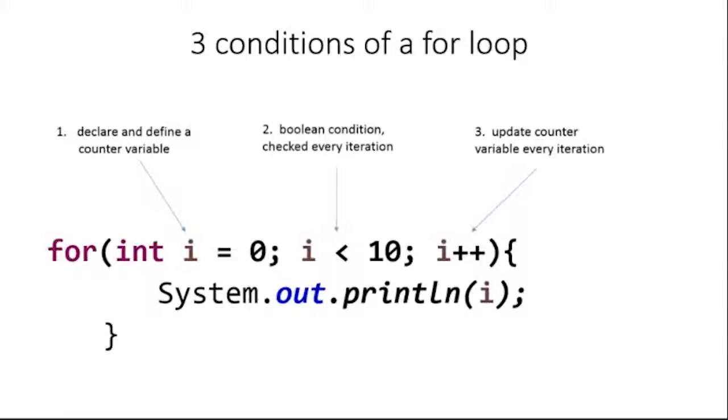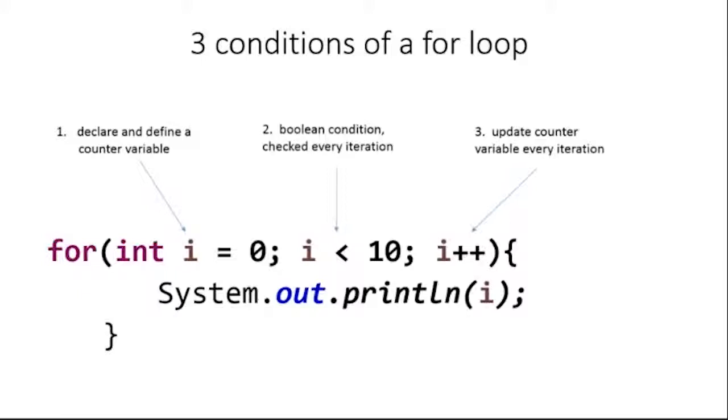And the way we know that is because we've got a counter variable, which is initially 0, and it goes up 1 every single cycle, and it stops when it gets to be 10. So we know that's going to execute 10 times. Can everyone see that?